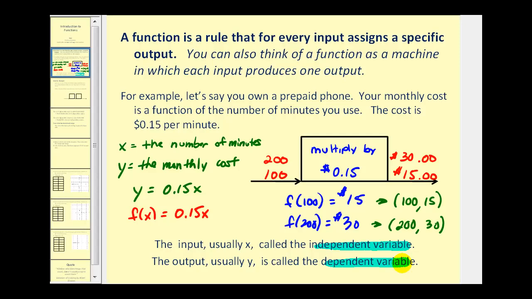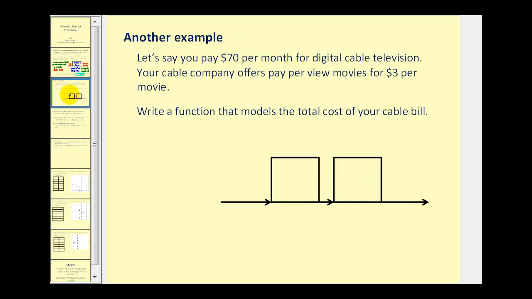Let's take a look at another situation that models a function. Let's say that you pay $70 per month for digital cable television, and then your cable company offers pay-per-view movies for $3 per movie. Let's say we want to write a function that models the total cost of your cable bill. Well, now there's two components to your cable bill. Let's say this first component would be the fixed cost, or the monthly cost of $70. And then the second box represents the variable cost, or the cost that varies based upon the number of movies that you watch. And the variable cost would be the number of movies that you watch times $3.